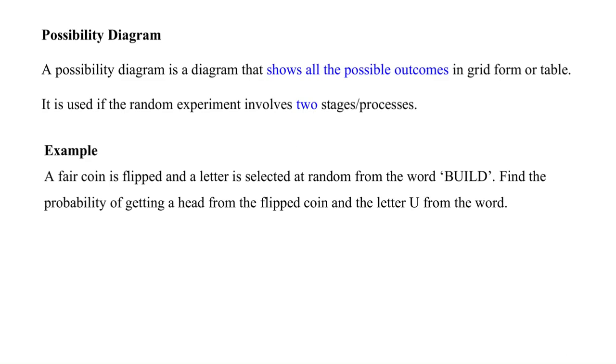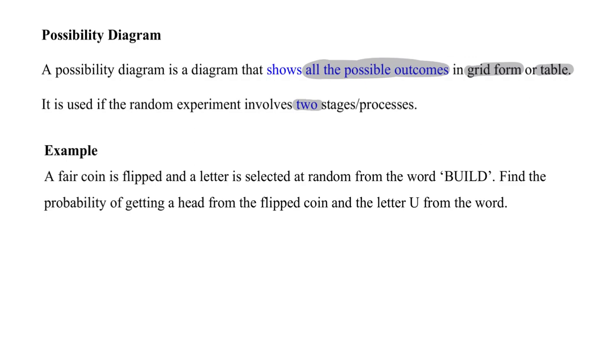Hello everyone, welcome to this video where we are going to make use of this possibility diagram to help us solve some problems in probability. So what exactly is a possibility diagram? Well, a possibility diagram is a diagram that shows all possible outcomes in grid or table form. And it usually involves two stages or processes.